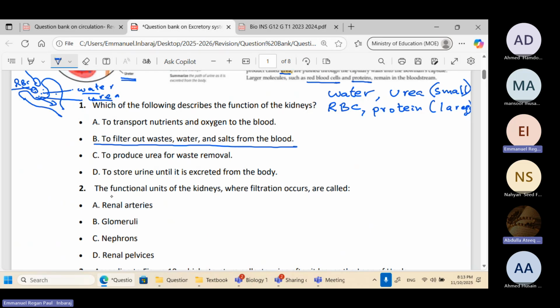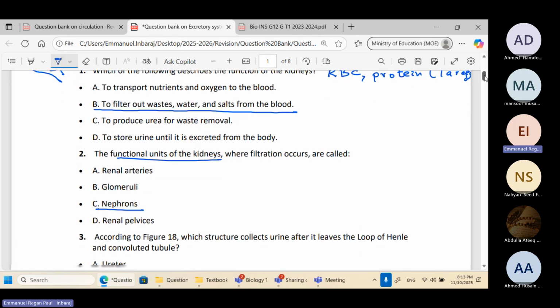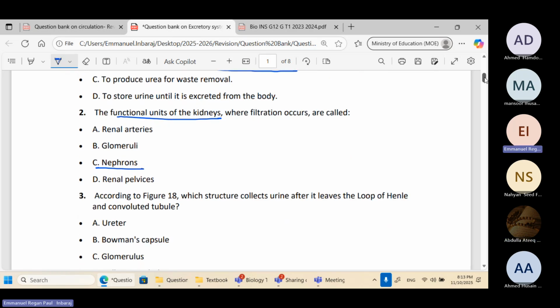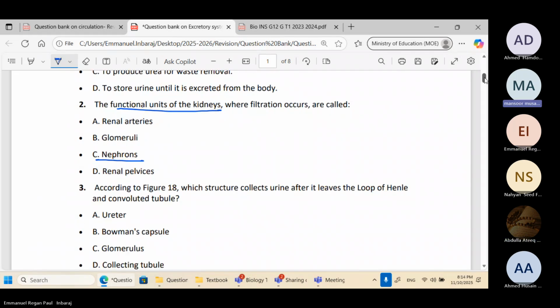Abdullah, where are you? Read the question and answer. The filtration unit of the kidney where filtering occurs is called, yes, what is it? The nephron. Okay, there are nephrons. How many nephrons do you have? Many. How many? Number. One million. How can you forget that? There are 1 million nephrons.